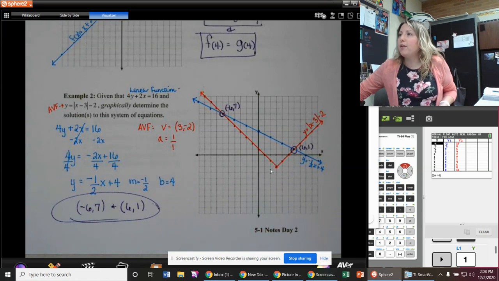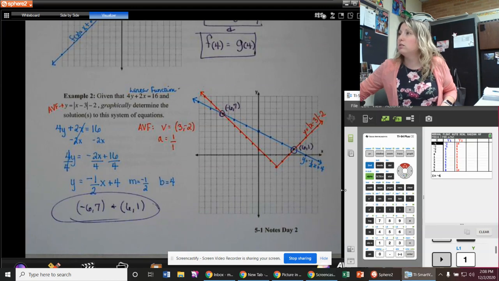So I went both directions, counting my points with my line. Then for my absolute value, I went with the vertex, right? So (3, -2) is my vertex. Opposite sign of what's in here, correct sign of what's out here. And my slope is 1/1 because the number in front of the absolute value bars is 1. So let's just check our answer with the graphing calculator.